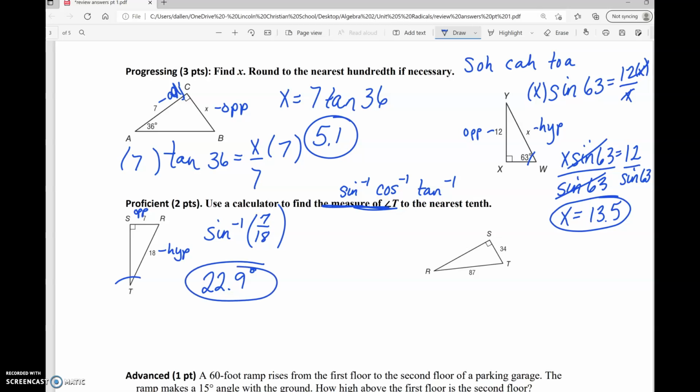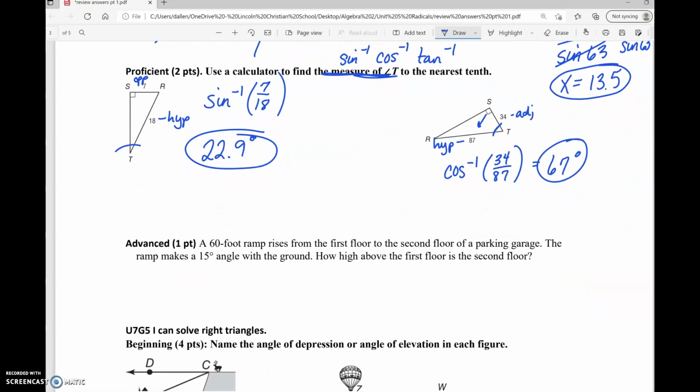And then here, same thing. Looking at T, 34 is adjacent to T, and 87 is the hypotenuse because it's opposite of the 90 degrees. A and H go with cosine here, so we can do cosine -1 of 34 over 87, and you should get 67 degrees. Again, make sure you're checking those in the calculator because you want to make sure those are right.